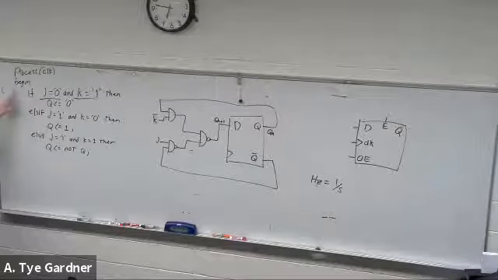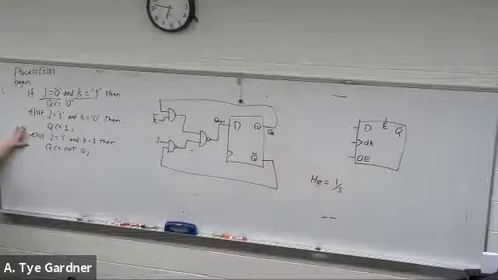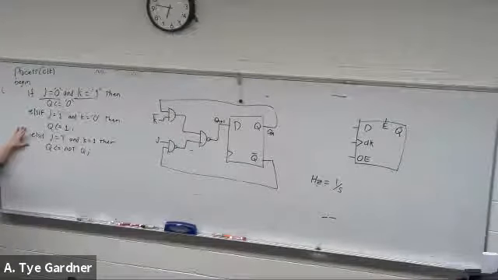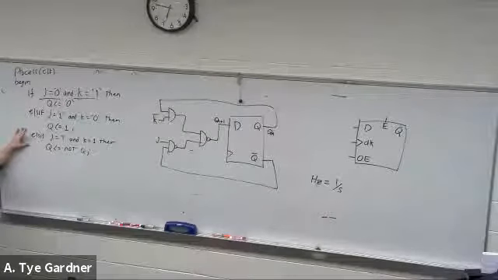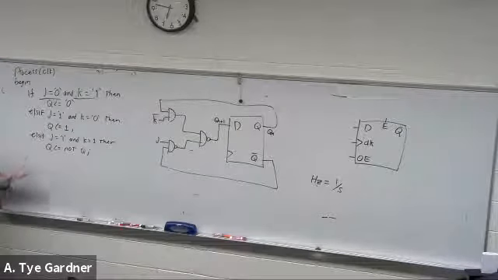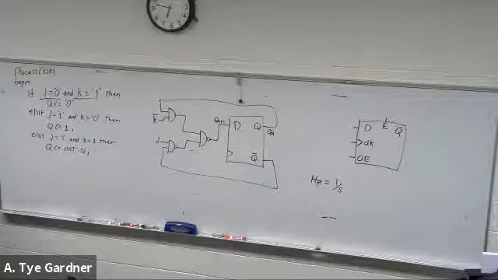Then I've got 0, 1, 1, 0, and 1, 1. Do I need to write a statement for 0, 0? Haley, what's the 0, 0 of the JK? Does it change? Doesn't change. So do I need to write it? No, I don't. I can just ignore it because I don't need to do anything.